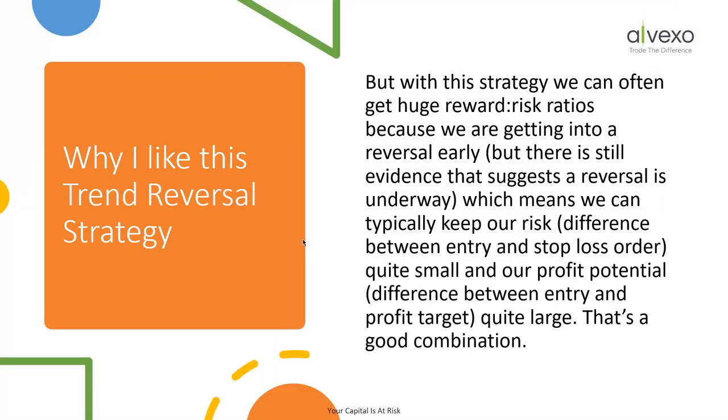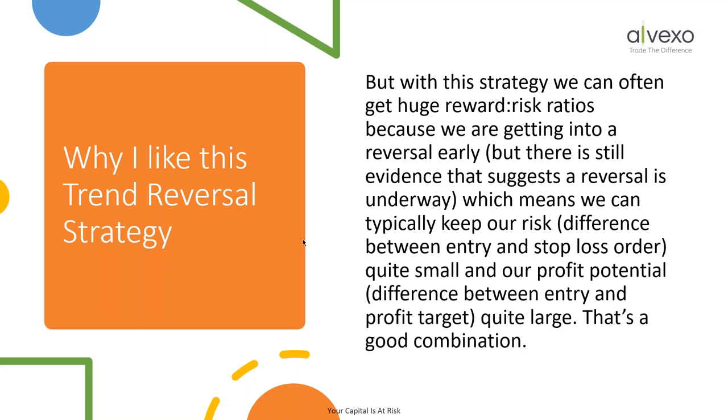Now, with the strategy we're going to look at tonight, we can often get huge rewards and risk-reward ratios because we are getting into a reversal early. What we're starting to anticipate is that the hamster is running out of steam. We want to see when he's slowing down, so the wheel's slowing down, and he's waiting to jump off that wheel. But there is still evidence that suggests a reversal is underway, which means we can typically keep our risk small, and that's the difference.